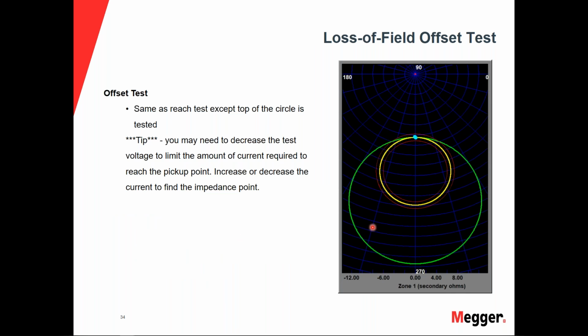The offset test is the same as a reach test. We're just testing the top of the circle. Again, in order to get this, you're going to have to decrease your voltage a little bit. You want to make sure that you are able to plot this point here, and if you want, you can put a couple of points on the edge. You can't really test a circle with 1 point or 2. 3 points minimum to actually prove a circle. So it's nice to at least have 3 points.